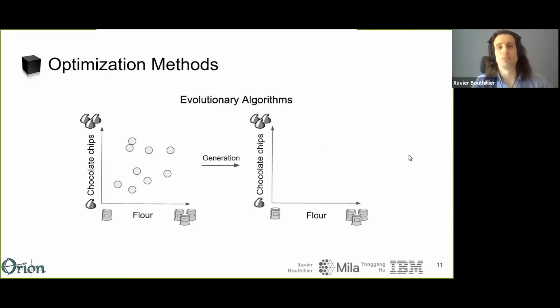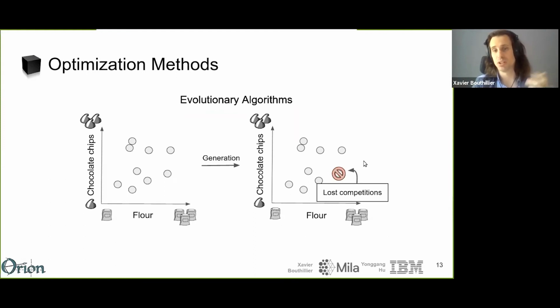Another family of algorithms is the evolutionary algorithms. In this case, we would start like the random search with random recipes. Okay, then we bake all of these recipes, but that would be a smaller subset than if you do random search. And now you cook these recipes. Okay, you evaluate the cookies, and then you compare them. And now you would have the worst recipes lose the competition, let's say.